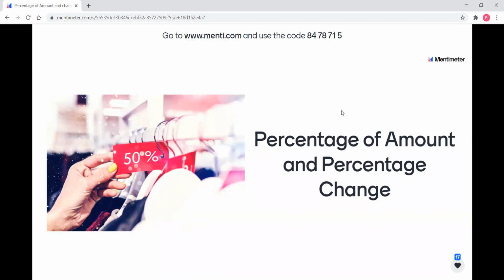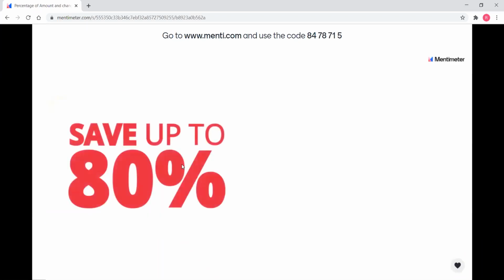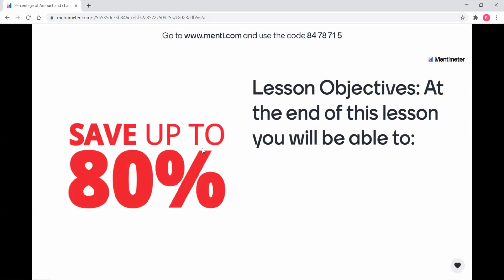Okay, so our lesson today, we have percentage of amount and percentage change. Okay, we'll look at the image. You can see 50% there. So where is that? Okay, we're going to discuss that in a few minutes.